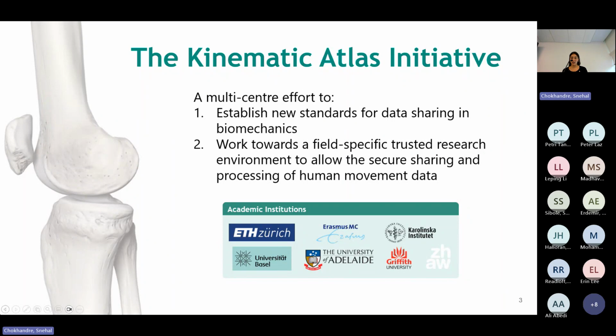establish new standards for data sharing in biomechanics and to work towards a field-specific research environment to allow the secure sharing and processing of human movement data, using especially a federated data model.